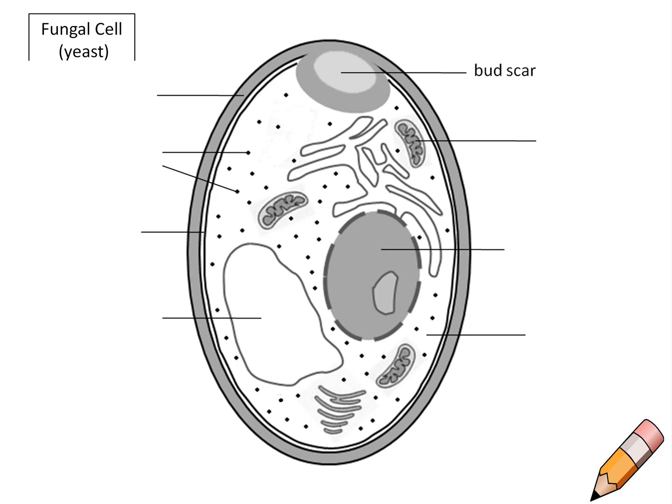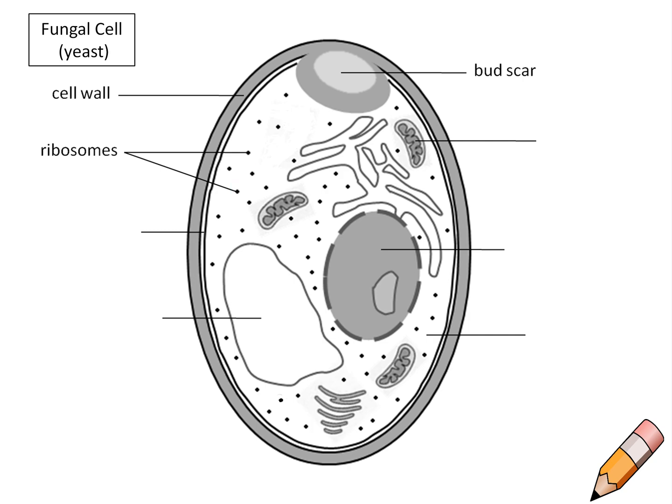So first of all, we're going to look at the outside of it. So this part going around the outside is the cell wall, which provides strength and support. The next part of the fungal cell we're going to look at is these little dots that are floating in the cytoplasm, and they are called the ribosome, which is the site of protein synthesis.